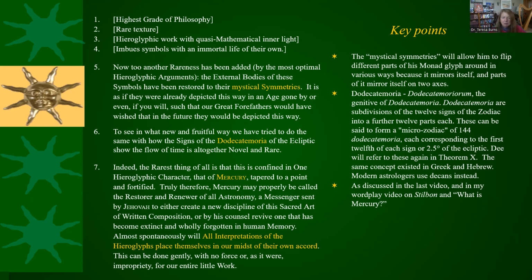Truly, therefore, Mercury may properly be called the restorer and renewer of all astronomy, a messenger sent by Jehovah to either create a new discipline of the sacred art of written composition, or by his counsel revive one that has become extinct and wholly forgotten in human memory.